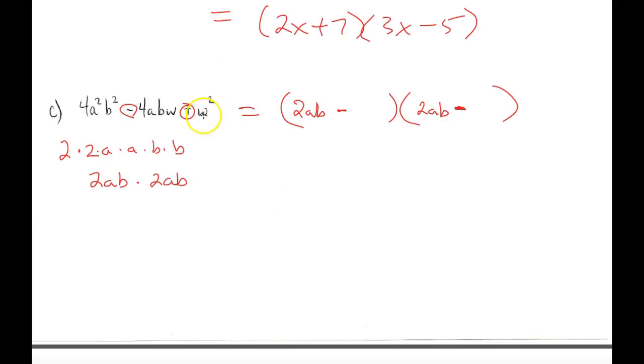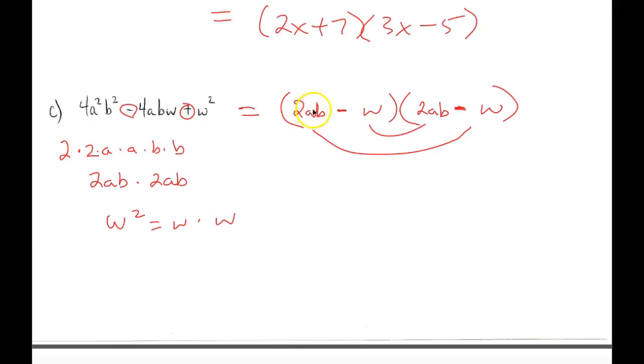Now, we also know that for our last term, w squared is just w times w. And so we don't have much else to go by here. So we'll just put a w here and a w there, and we'll check our outer and inner terms to see if this works.